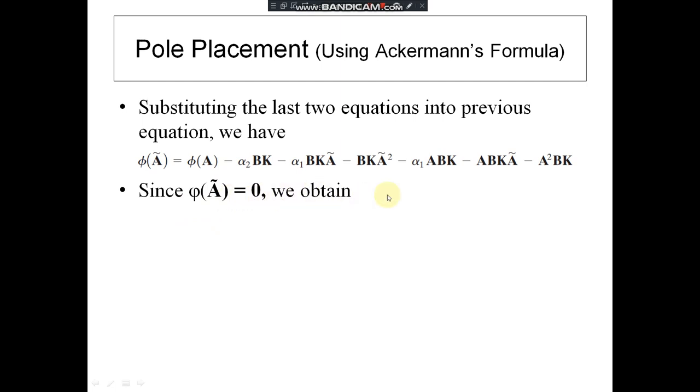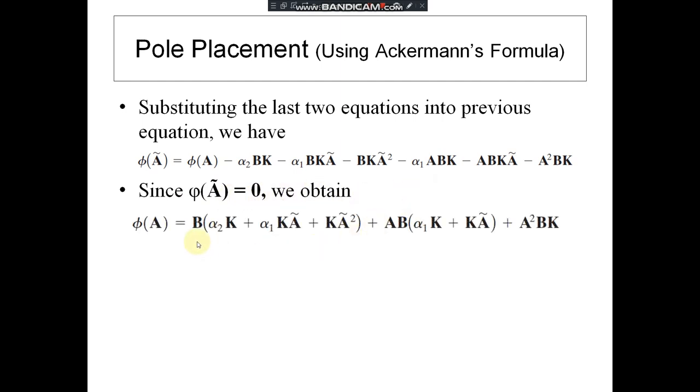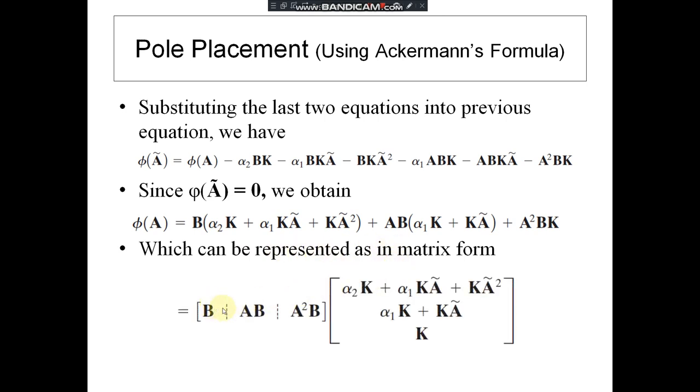Since phi of A cap is equal to 0, we obtain phi of A as B into the bracket (alpha 2 K plus alpha 1 K A cap plus K A cap square) and AB into the bracket term, and A square B K, which can be represented in matrix form as [B AB A square B] into the matrix [alpha 2 K plus alpha 1 K A cap plus K A cap square; alpha 1 K plus K A cap; K].